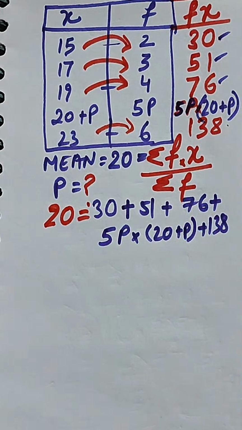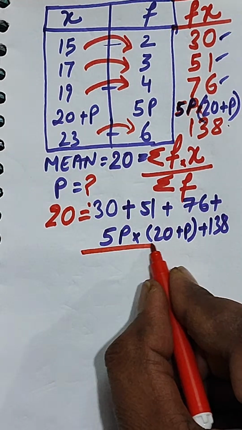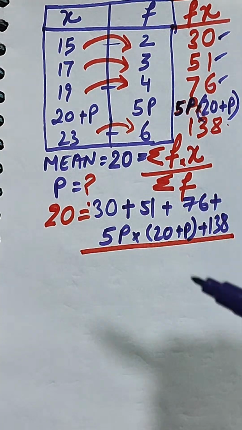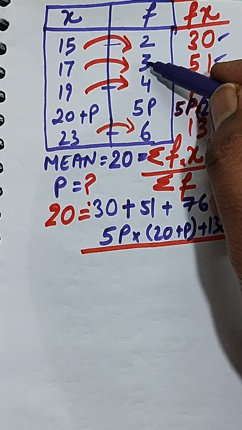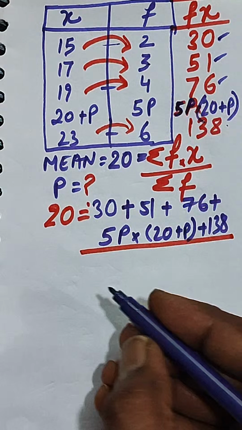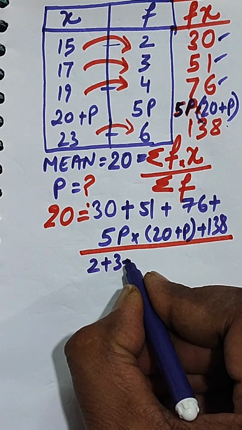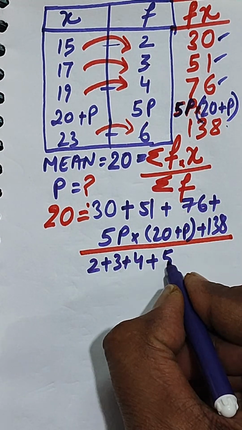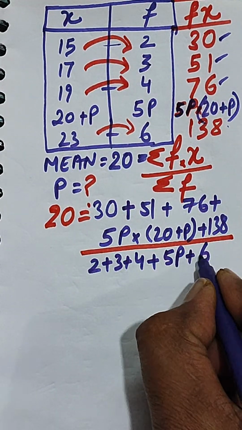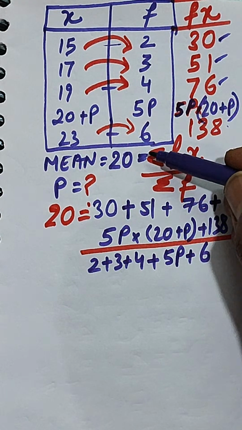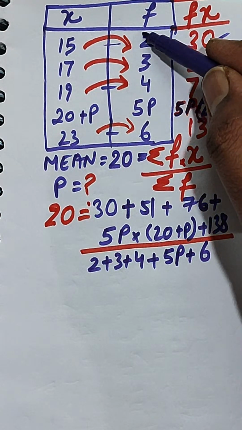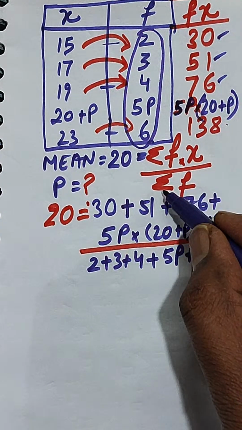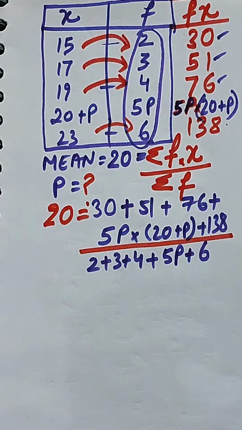All this divided by the sum of frequency, that is 2 plus 3 plus 4 plus 5P plus 6, right? This one I have taken here into the denominator, summation of f, right?